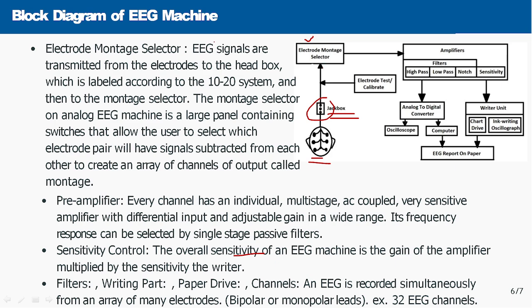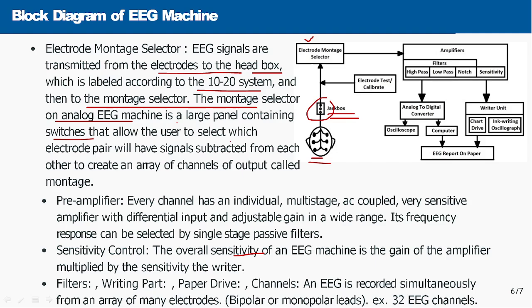Electrode montage selector. EEG signals are transmitted from the electrode to the head box, which is labeled according to the 10-20 system, and then to the montage selector. The montage selector on an analog EEG machine is actually a large panel containing switches.